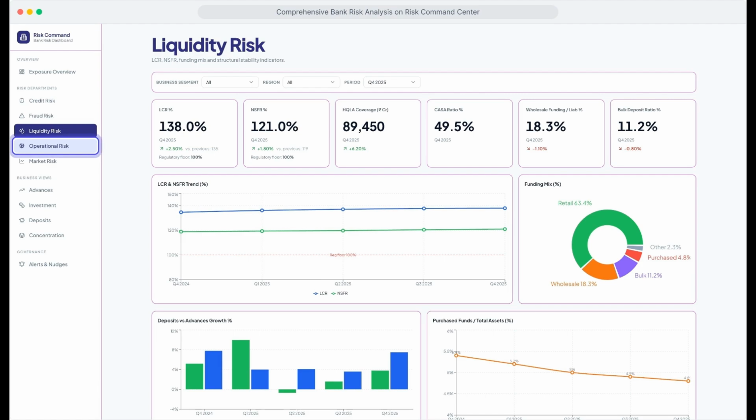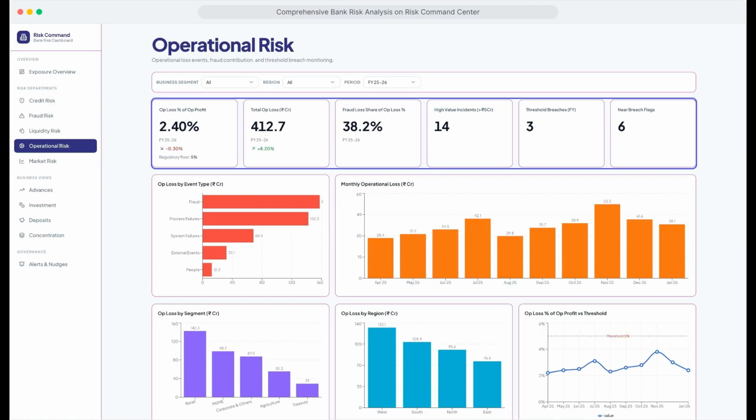This dashboard tracks operational losses, fraud contribution to operational loss, high-value incidents, threshold breaches, near-breach flags, and loss concentration across event types, segments, and regions. The top cards show operational loss as a percentage of operating profit, total operational loss, fraud loss share of operational loss, high-value incidents, threshold breaches, and near-breach flags.